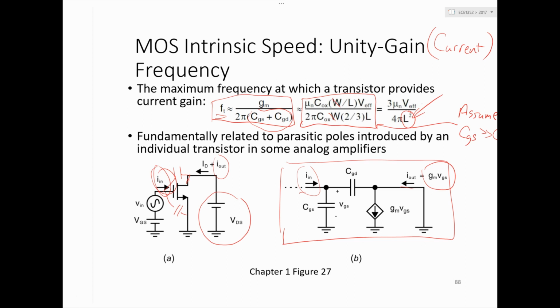But that's exactly in conflict with what we saw for the intrinsic gain. Intrinsic gain, you want a larger L. For the speed, you want the smaller L.